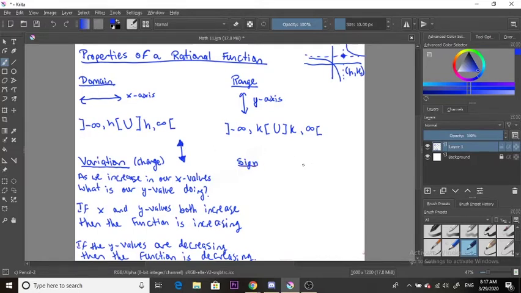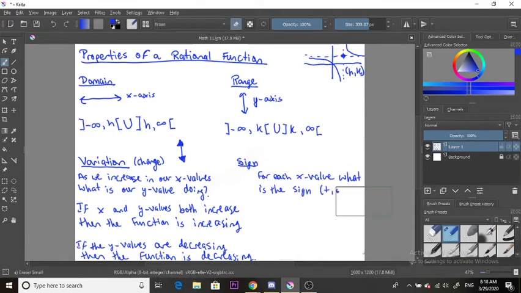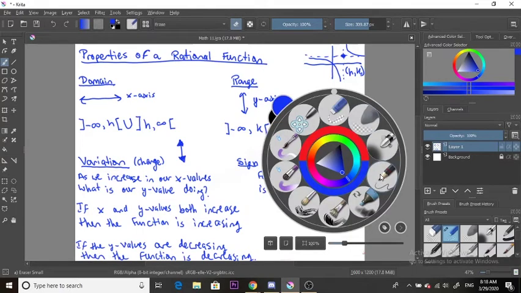Now the sign is a little bit different. The sign is whether it's positive or negative. And to do that, we have to look at, for each x value, what is the sign of our y value? So positive or negative.